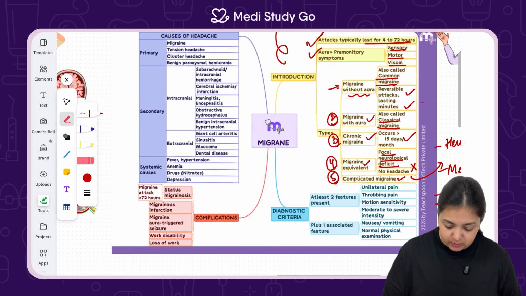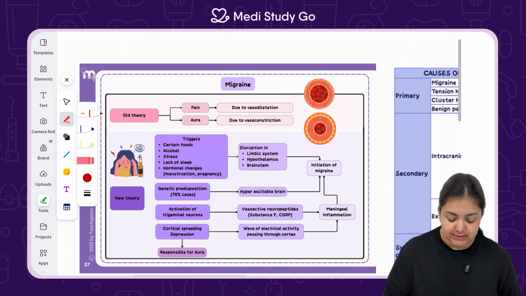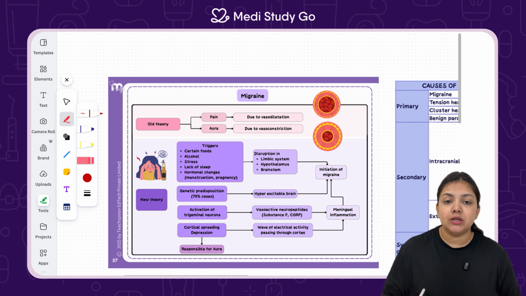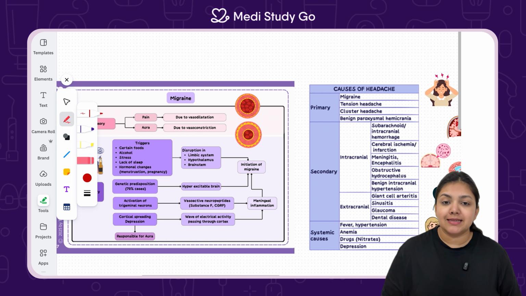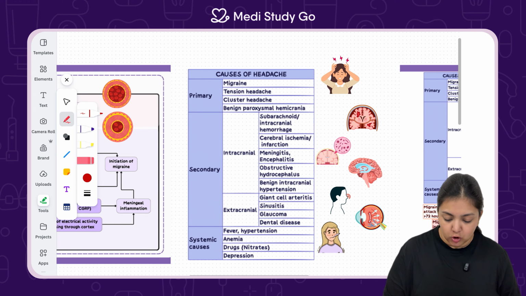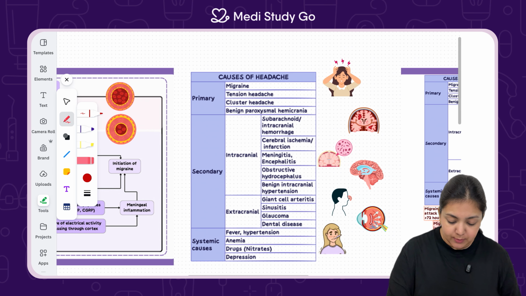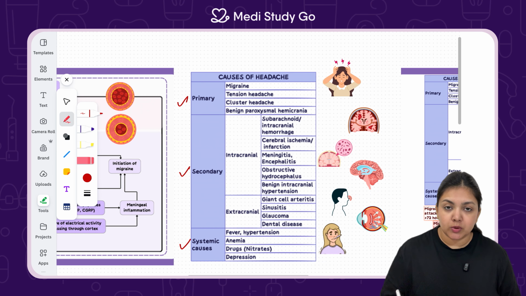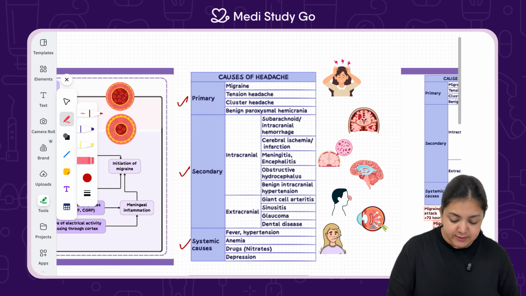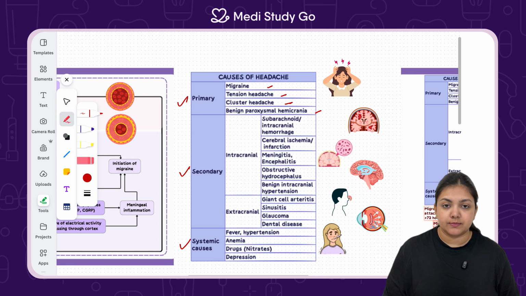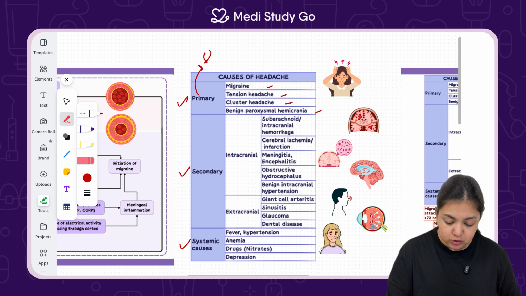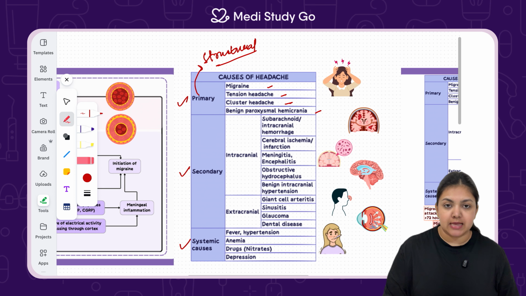After we know the types of the migraine, we need to know how migraine is happening. What is the actual situation which is leading to such an occurrence of headache? And this leads us to the next heading, which is the causes of headache. Causes of headache can be primary, secondary, and systemic causes. Primary is which is actually related to the head or the brain. That is migraine, tension headache, cluster headache, and benign paroxysmal hemicrania. Primary headache is basically where no structural disorder is present underneath and actually the headache is happening.